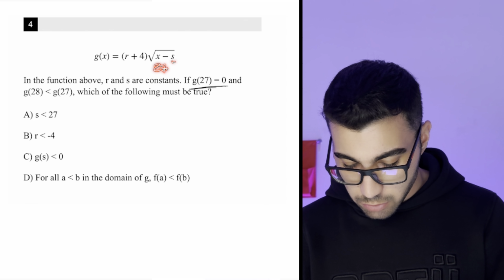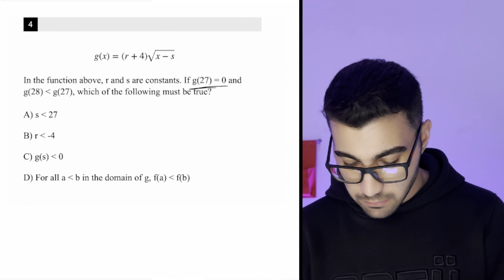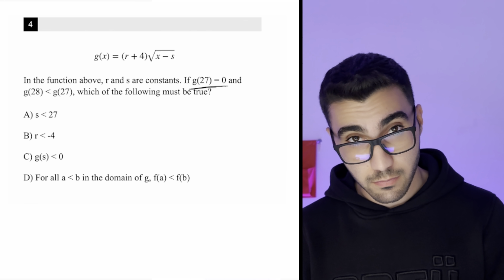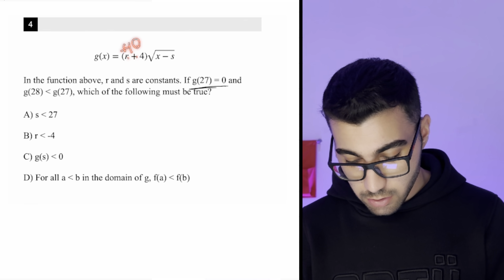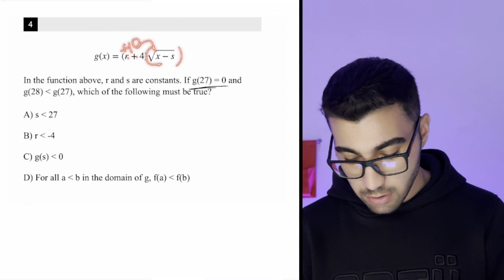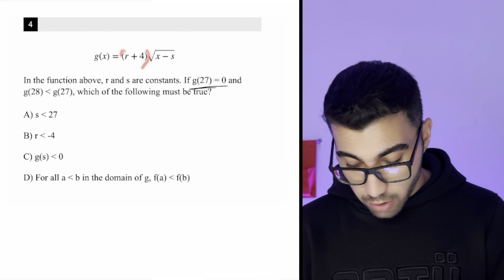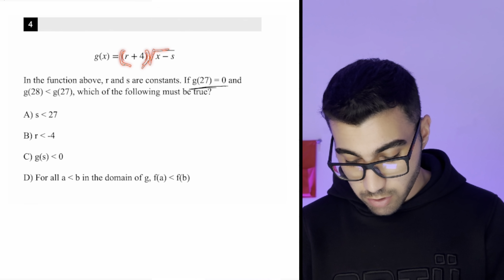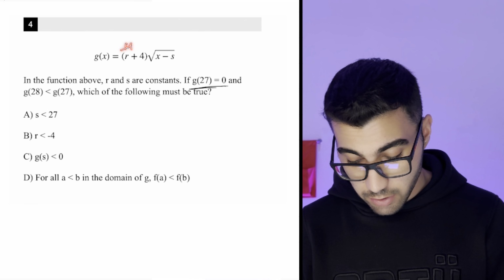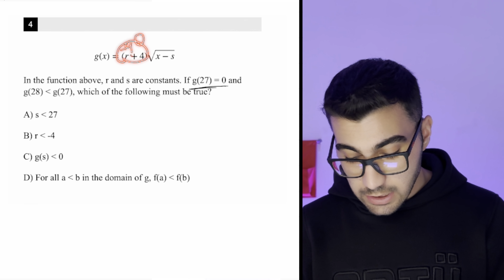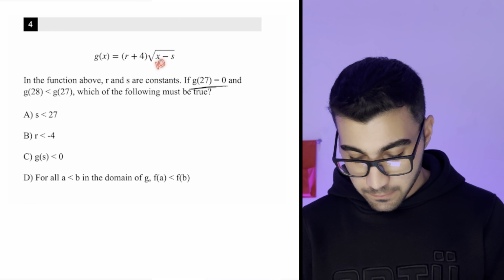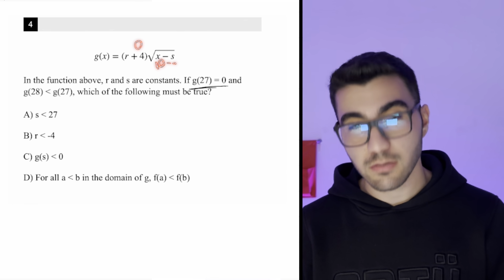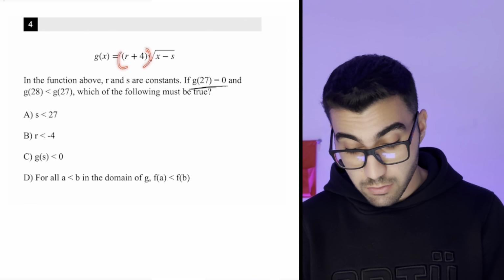So it's either s is 27, because 27 minus 27 is 0, then multiplied by this is going to be 0, or r is -4, so -4 plus 4 is 0, then times this square root is going to be 0 whatever the s is. But if r plus 4, the coefficient of this square root, is 0, then whatever you plug into x, it's always going to be 0, right? Even if you plug in 10, 0 times square root of 10 minus s is 0. So here can't be 0, okay?